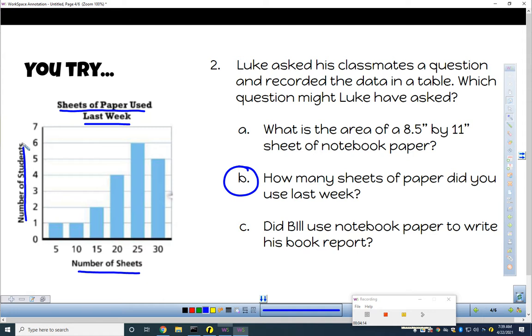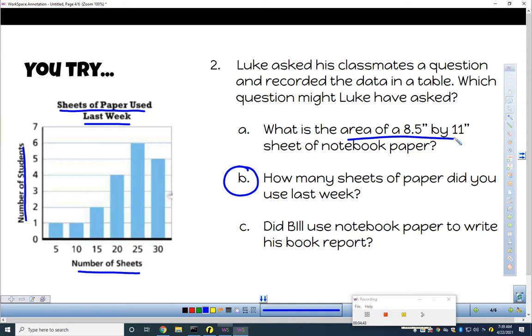Let's dissect these questions just briefly. On question A, what is the area of an 8.5-inch by 11-inch piece of paper? That's not a statistical question because there's only one answer. There's only one area for that piece of paper. C, did Bill use notebook paper to write his book report? I don't know who's writing book reports on paper anymore. He must have had his Chromebook taken away for playing games.